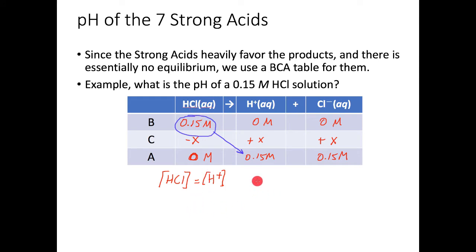To finish this problem, all I need to do to find my pH is take the negative log of the concentration of hydrogen, which is 0.15, or in this case it could be the strong acid. If you take the negative log and do that calculation, you're going to end up with a pH of 0.82. Notice it's a pretty low pH because this is a strong acid, so it makes sense that we get a large amount of hydrogen ions and that our pH should be relatively low. Again, that's going to be true for all of the other 6 strong acids.